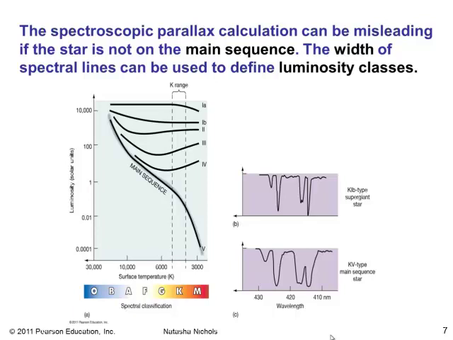Now, these luminosity classes fall on these locations that are drawn by the black curves on the HR diagram. The width of the absorption lines provide information on the density of a star's atmosphere, as shown in frame B and C. The denser atmosphere of a main sequence K-type star has broader lines, as shown in frame C, than a giant star of the same spectral class, as shown in B.